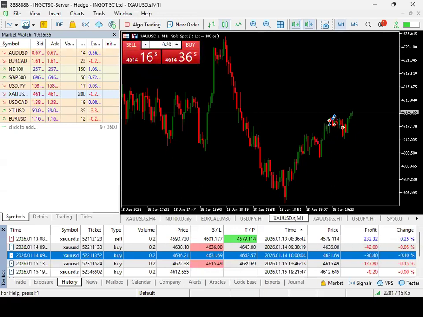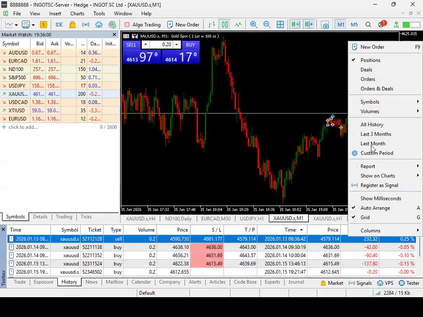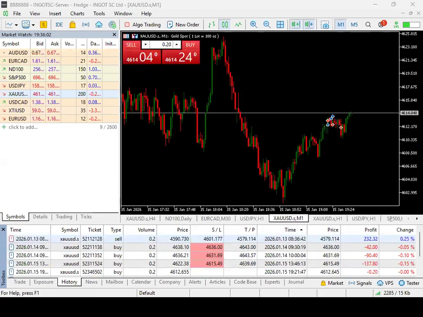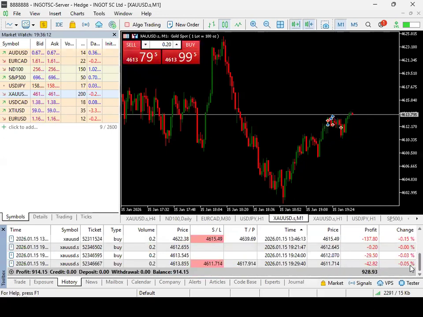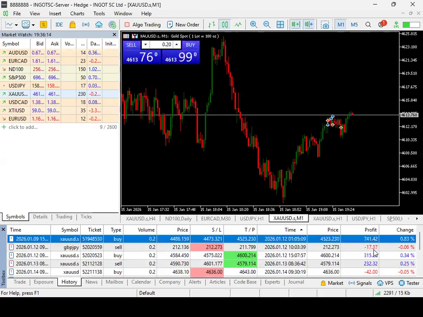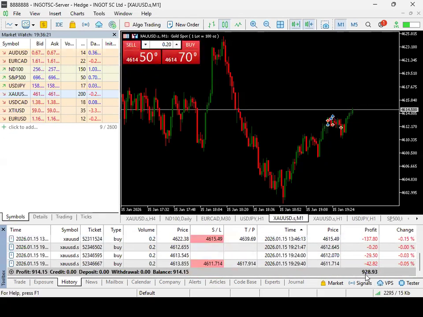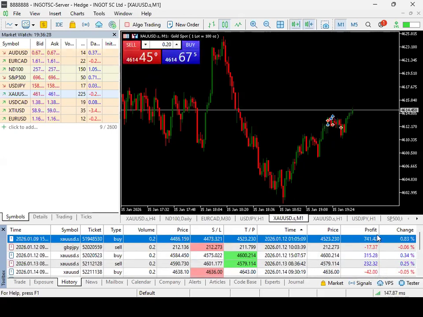All right. So I'm trying to do a custom time just to see how it's been since Monday, since Friday. Okay. So you can see from Monday to today, which is Thursday, I've made $928. That's from Monday to Thursday. I know you can see negatives, but you can also see positive.